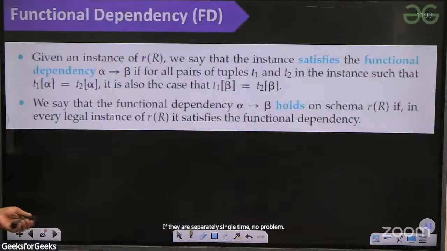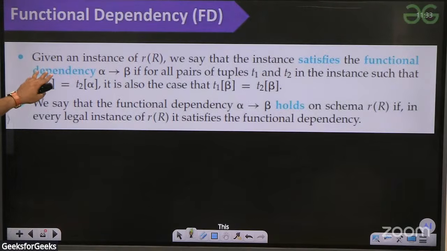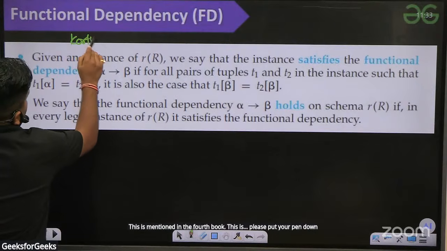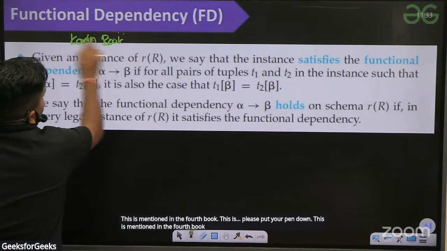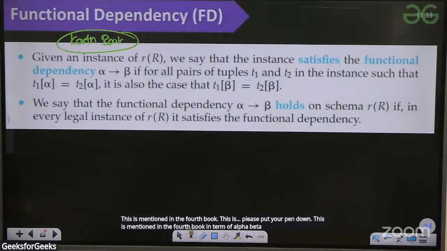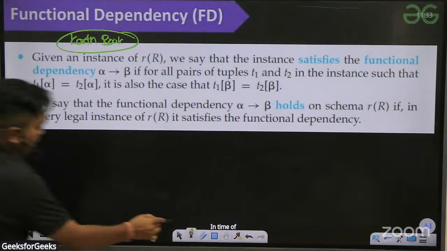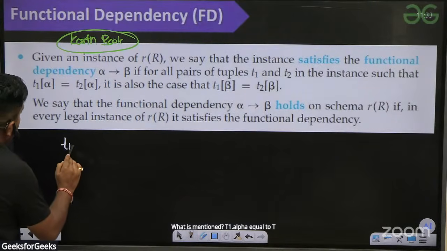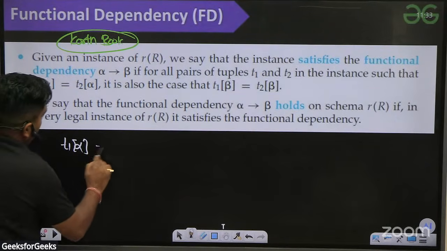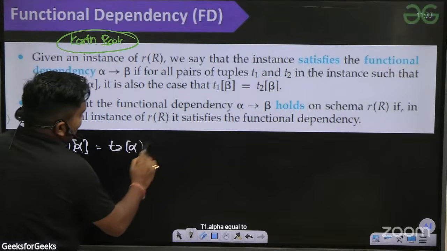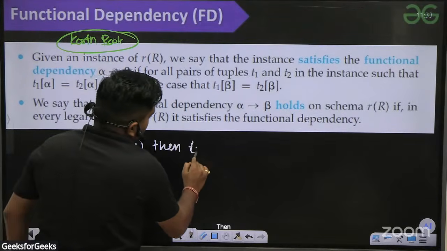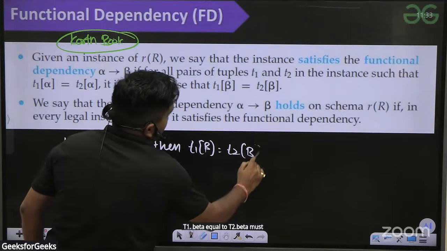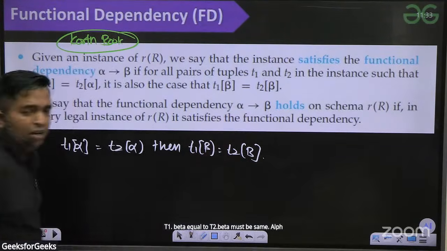Now, don't write, please. This is mentioned in the fourth book. Please put your pen down. This is mentioned in the fourth book in terms of alpha beta: if T1 dot alpha equal to T2 dot alpha, then T1 dot beta equal to T2 dot beta must be same. Alpha tends to beta holds.